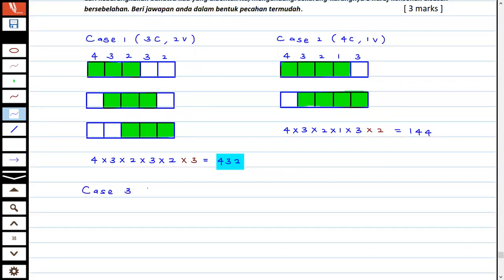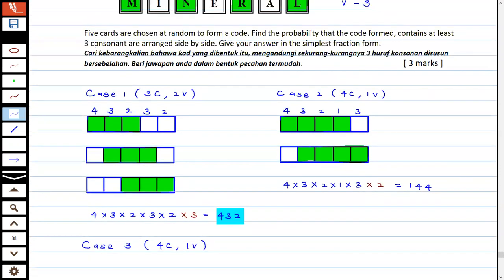Okay, in case 3, actually, I'm going to use the same idea: 4 consonants and 1 vowel. But here, you should understand the question again. Here they said at least 3 should be side by side. At least means you must have compulsory 3 side by side. If you have 4 side by side, they also agree, no problem. But at least 3 must be side by side.